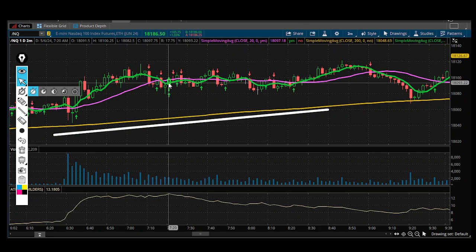Now, if you notice this particular setup here, it happens for me at 7:20 in the morning Pacific Standard Time. The high price is 18,100. The range of this candle is 17 points. If we cut that in half, we're looking for 8 to 9 points to the upside. In a matter of 4 minutes, we go from a price of 18,100 to a price of 18,106.